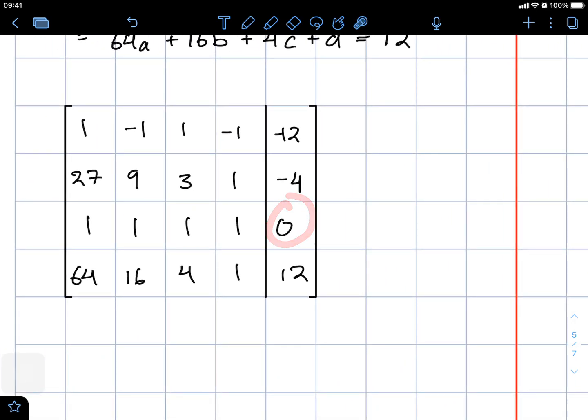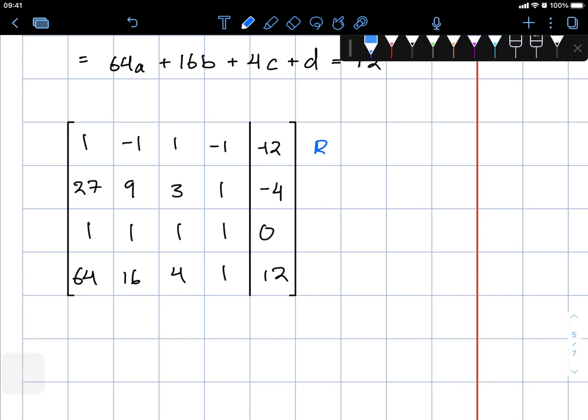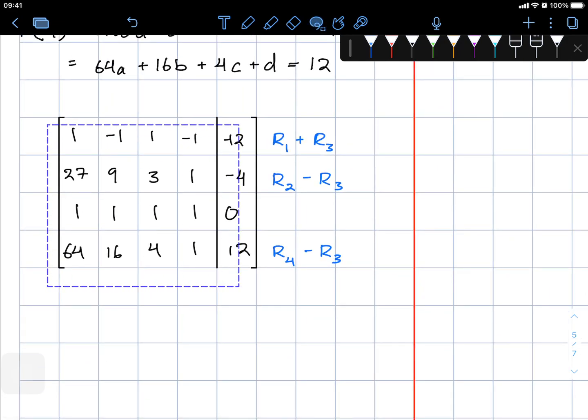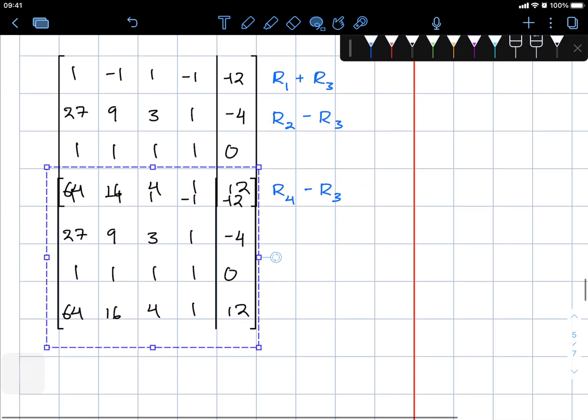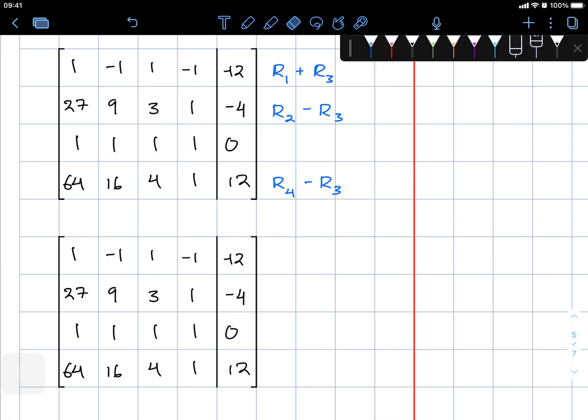Since this is a 0, I'm definitely going to be using this to make zeros on other columns. So from here, I'm going to make all of these 0. That's an easy first step. So row 1 plus row 3, row 2 minus row 3, row 4 minus row 3. You can pause and try and attempt this yourself. I've already got my notes here, so I'm going to go a little bit faster, so bear with me.